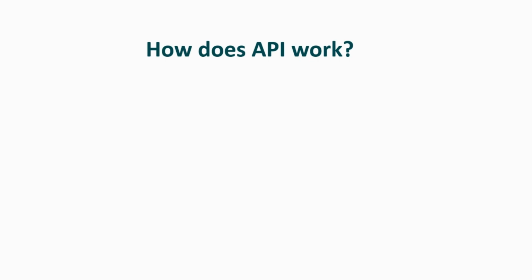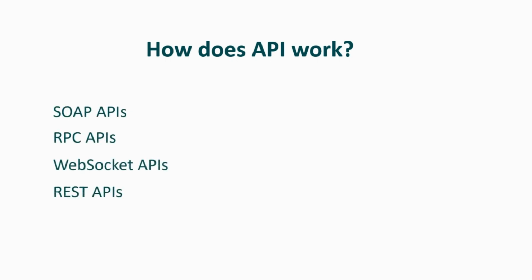Basically, there are four different ways that an API can work. Those are SOAP APIs, RPC APIs, WebSocket APIs, and REST APIs. Let's discuss these APIs one by one and understand how they work. SOAP APIs use Simple Object Access Protocol. In this API, client and server exchange messages using XML. These are less flexible and were popular in past days.